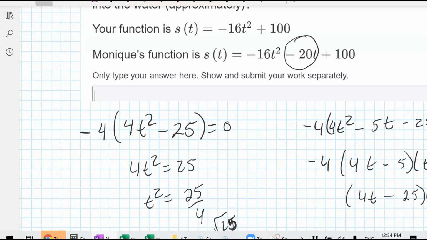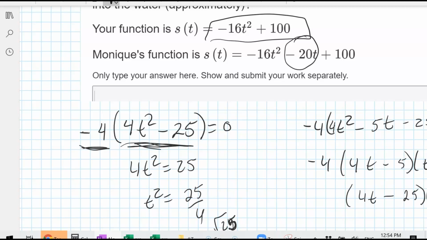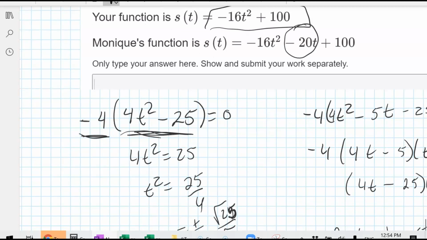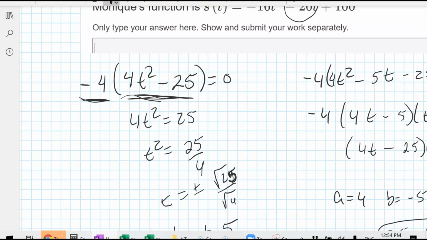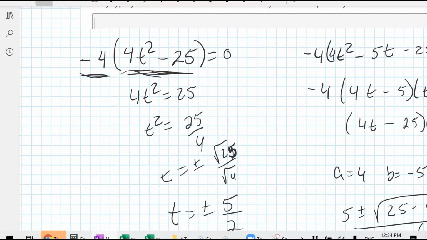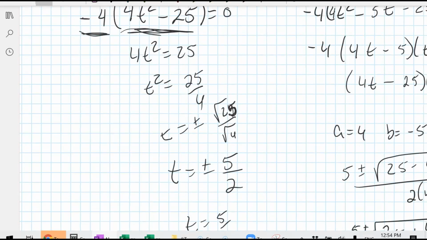So we want to basically compare the 2 different functions. I look at this one again. I try to factor it. Looks like it has a -4 that comes out. We don't care about that. So if this is 0, then we're good. So 4t squared minus 25 equals 0. Add 25 to both sides. Use the square root method. Divide by 4. You can split it up, radical 25 over radical 4.